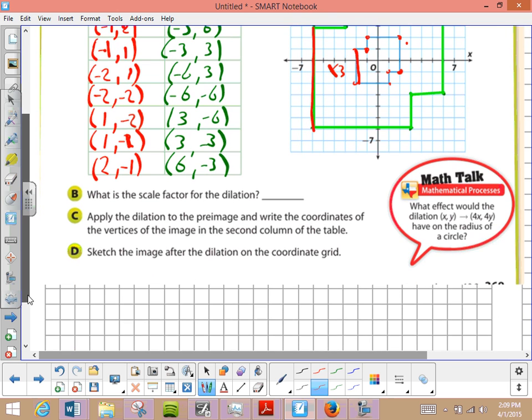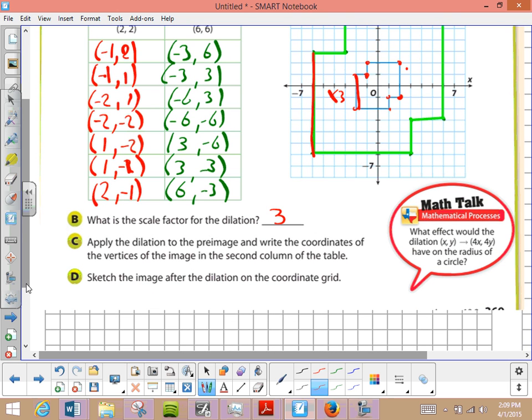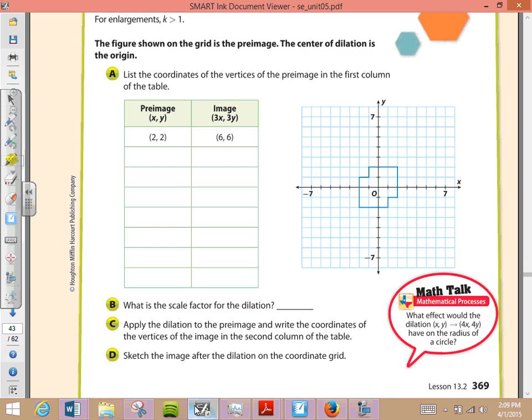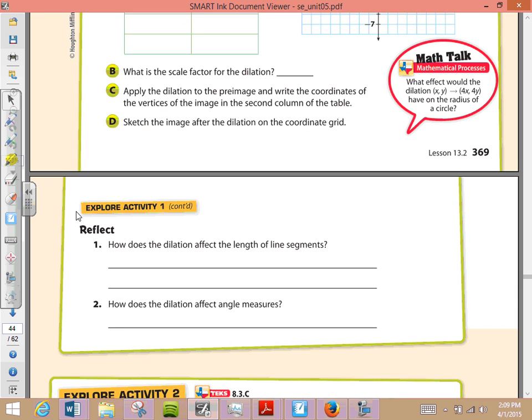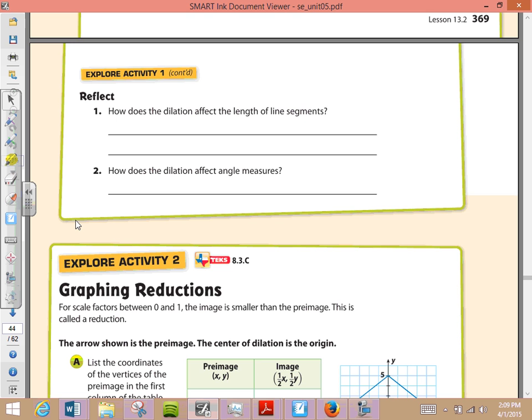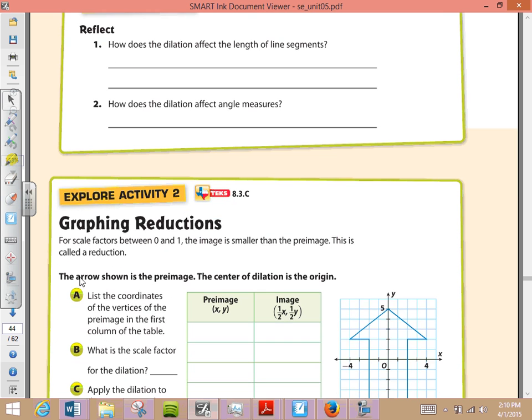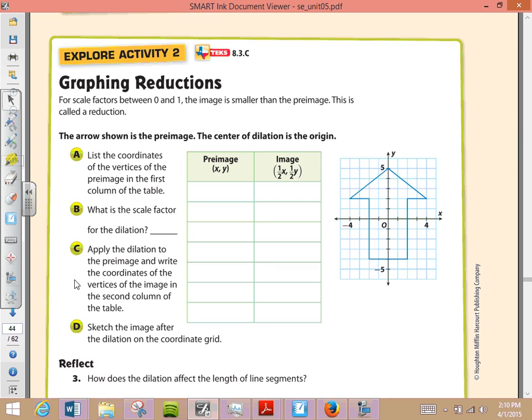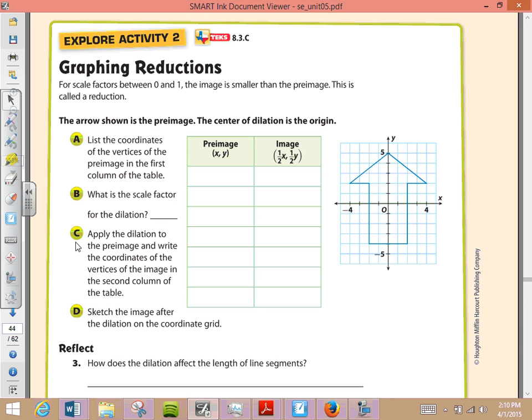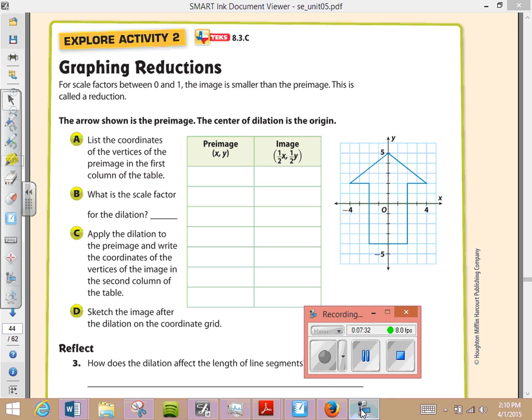Well, the scale factor is 3. We already answered that. So let's move on to the next part. We already answered that too. On your paper, let's do that one on your own. I'll give you a couple of minutes to finish it.